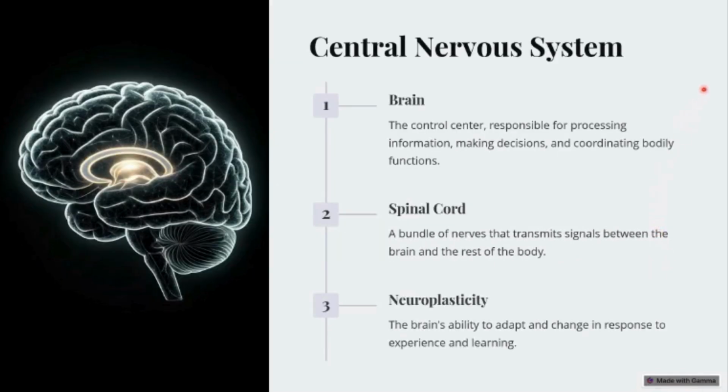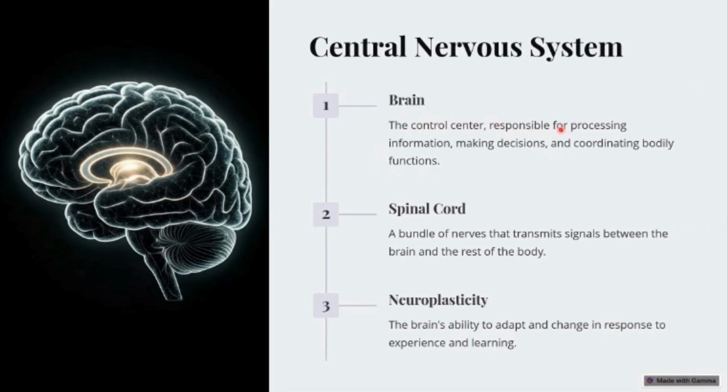Next, central nervous system. The CNS acts as a control center. The brain processes the sensory information, initiates responses and stores memories. The spinal cord acts as a highway that transmits the signals between the brain and the rest of the body. It's also responsible for reflex actions that occur without brain involvement.